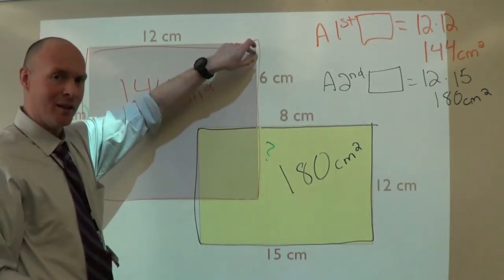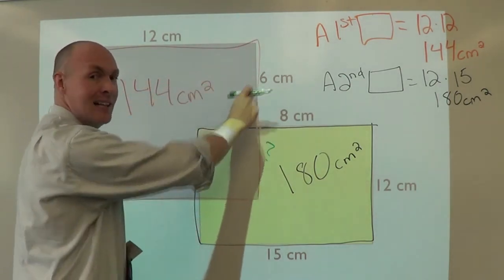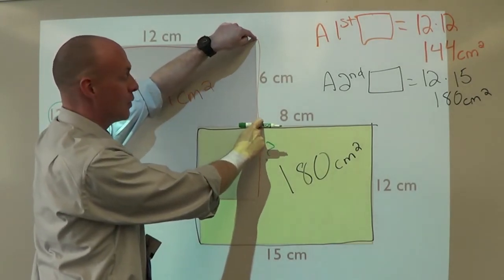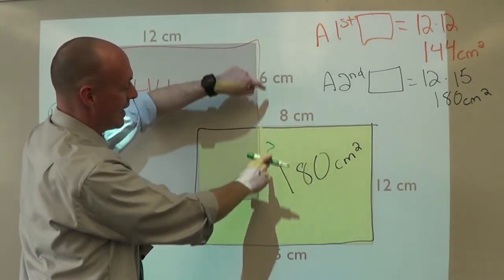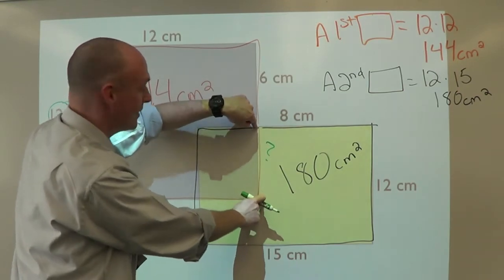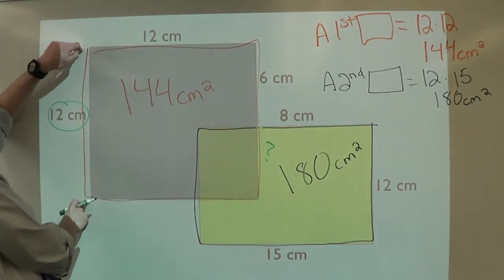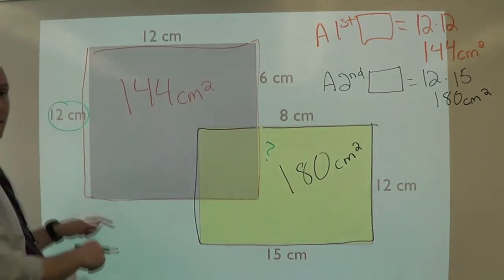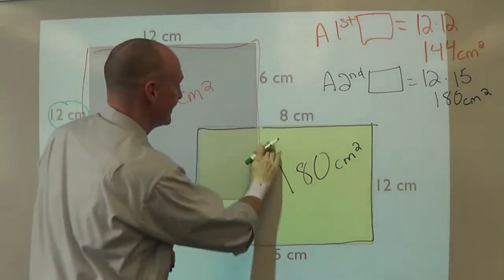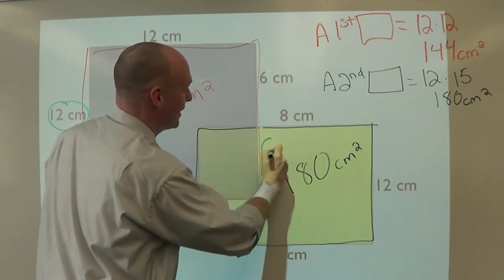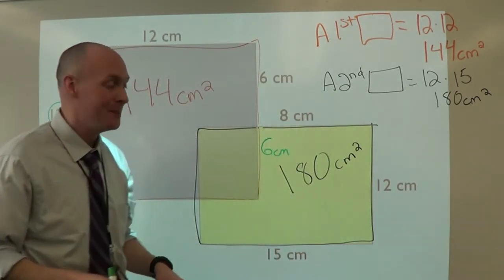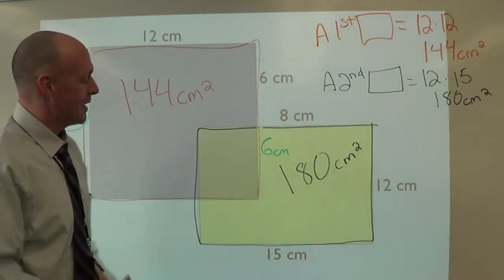Well, let's look. We have a clue. The clue says that from here to here is 6 centimeters. So if that's 6, that piece there is missing. We need it to total 12. So 6 plus what equals 12? 6. You're right. We now figure out that it's 6 centimeters. Congratulate yourself. You did a great job. Okay. So we have that part down.